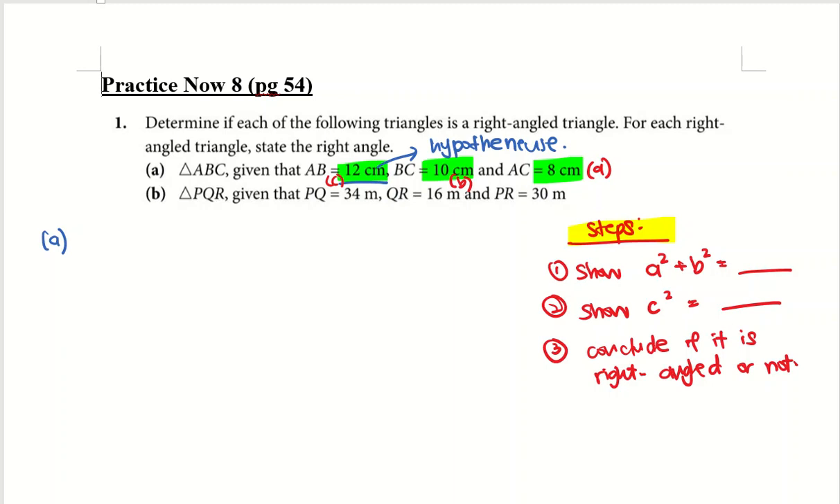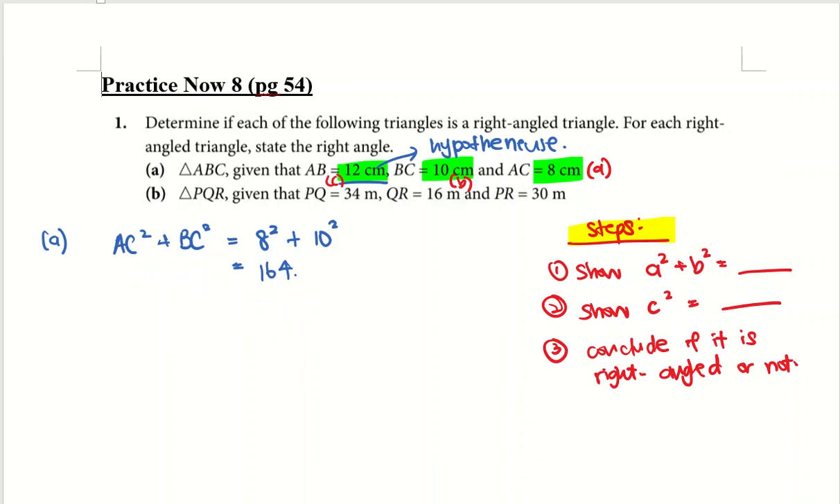Previously we have already identified your lengths a, b, and c. With that, we can first find step number 1, which is to evaluate a square plus b square. But always follow the question, because in this question, your a and b are given as length AC and BC. So you write down AC square plus BC square, then you show the value, which is 8 square plus 10 square. 8 square plus 10 square gives you a value of 164. This is what I meant by step 1: show these two values to give you a final answer first.